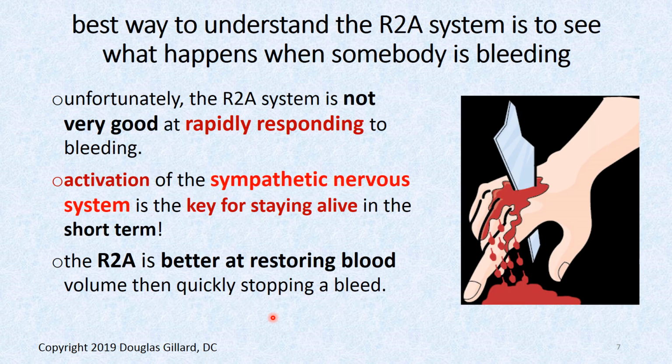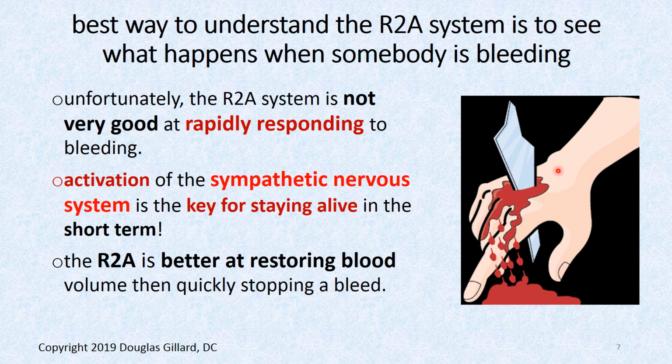So a good way to understand the R2A system is to think about somebody who has a bleed. I mean, this is ridiculous here, but what if someone has an aneurysm that's popped in a small artery and they're bleeding, they're leaking blood, and it's not enough to really even know it. So that's a good way to study this. The R2A system, if you got something like this, is not going to save you. It's the sympathetic tiger, I call it, and we'll look at that.